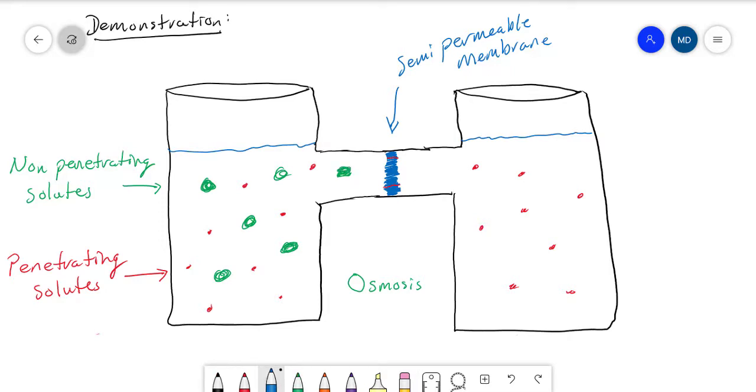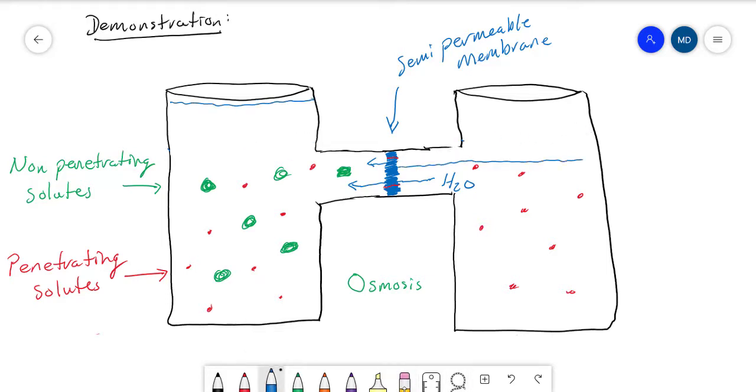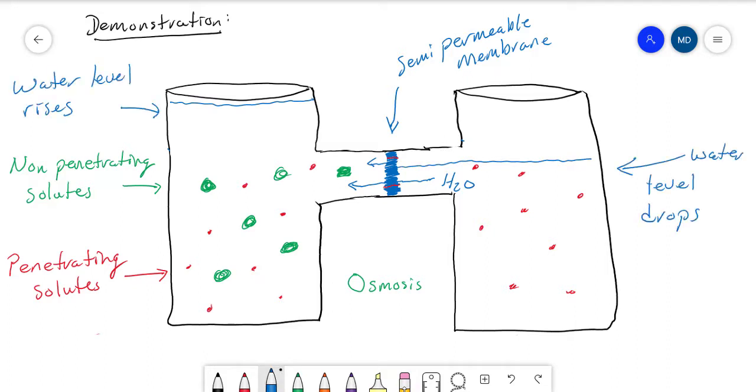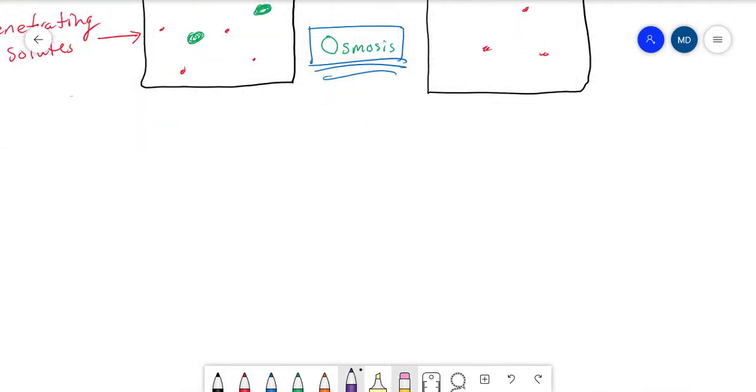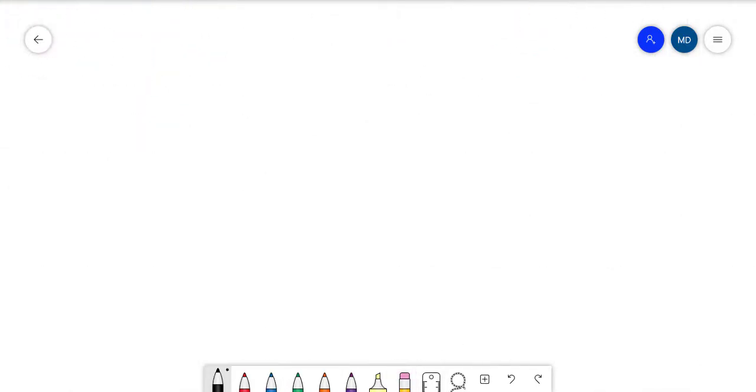These extra solutes in the left beaker will attract water molecules from the beaker on the right, and subsequently we will see that the water level of the left beaker will rise while the water level of the beaker on the right will fall. This is due to the process of osmosis. This is why we say water chases solutes. Now that you have the basics down, let's take a look at today's lab.